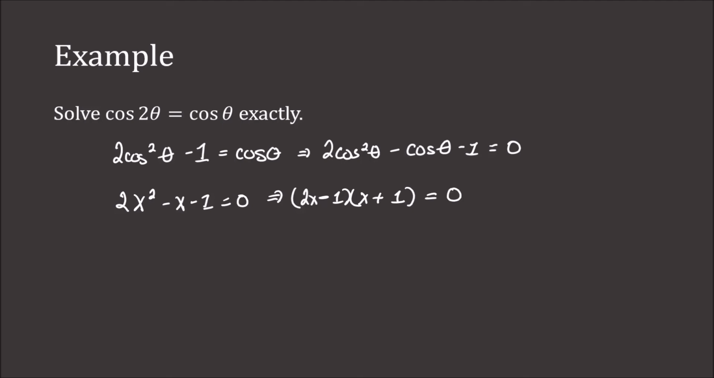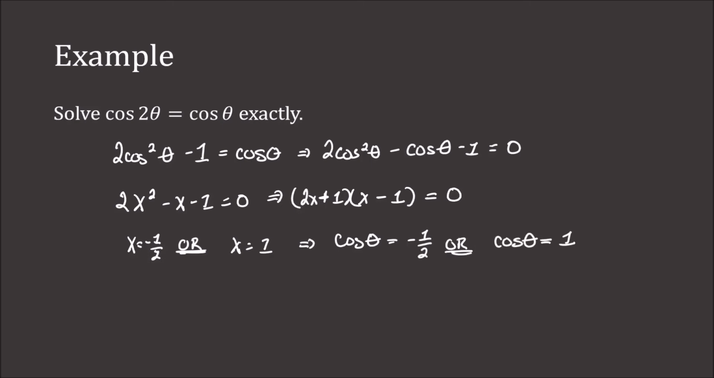So that means that x is a half, or x is negative 1. I'm sorry, I flipped these around. The higher one takes, I'm sorry, this should have been negative here. So that's going to flip these signs. That'll be negative a half or positive 1. Well, remember, x was cosine, so cosine of theta is negative a half, or cosine of theta is positive 1.